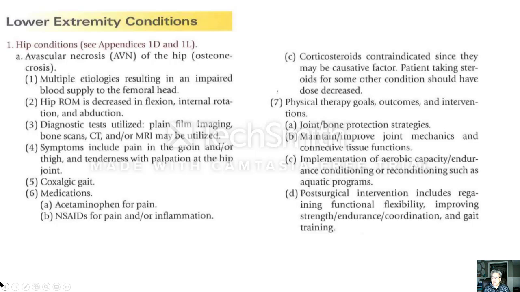Physical therapy goals, outcomes, and interventions include joint and bone protection strategies, maintaining improved joint mechanics and connective tissue functions, aerobic capacity, and endurance conditioning. Post-surgical intervention includes regaining functional flexibility, improving strength, endurance, and coordination, and gait training.